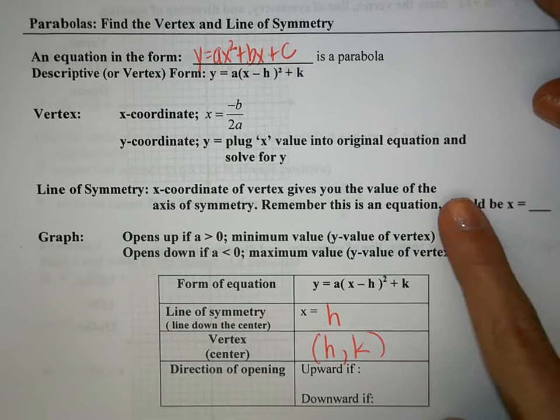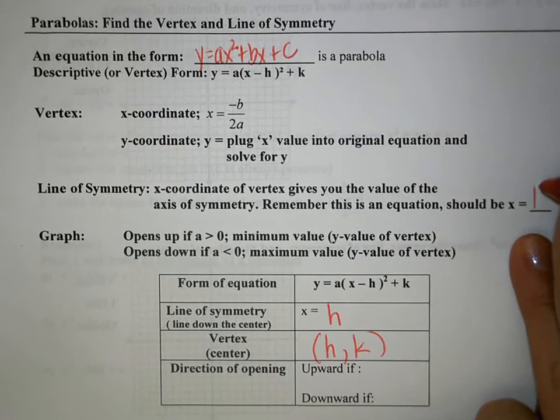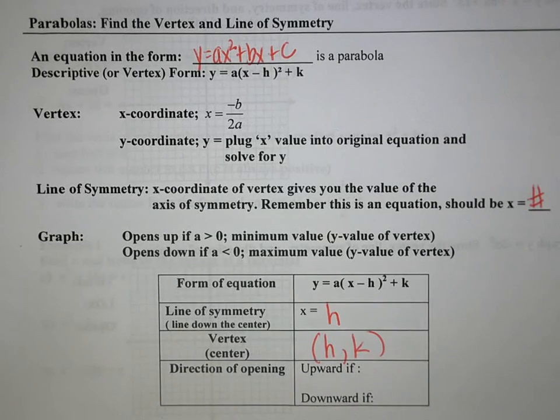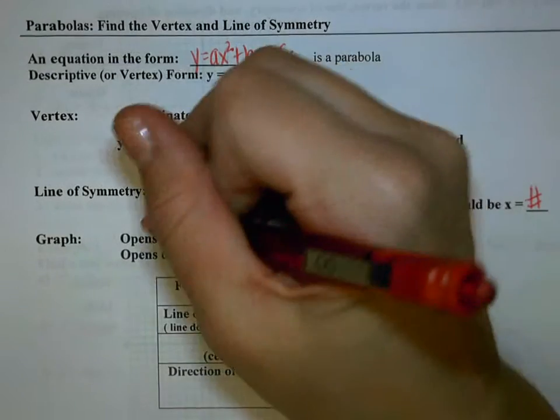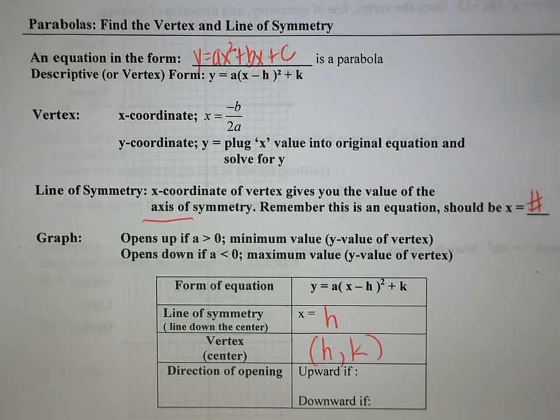Remember, this is an equation, should always be x equals your number, okay? When they're asking for your line of symmetry, or also called axis of symmetry, it's always an equation, x equals some number. Okay.